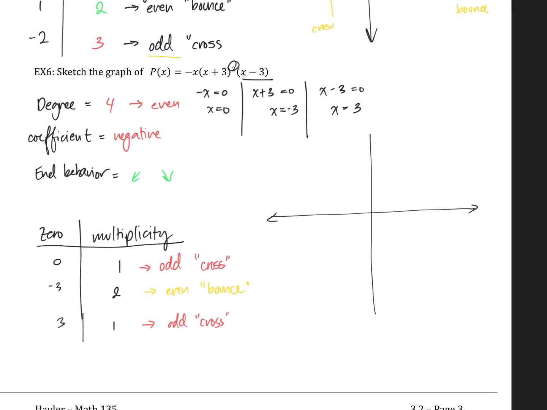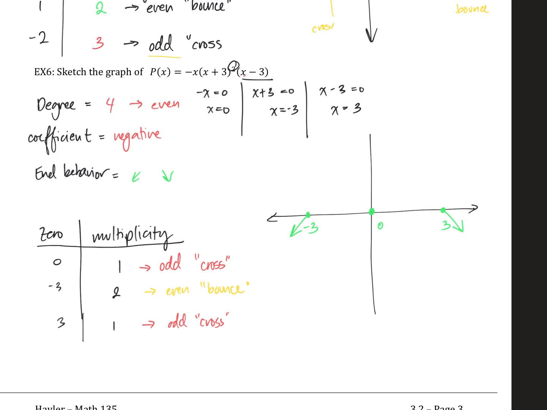So now let's graph these and put it all together. As usual, first thing, plot your points. So we have 0. Actually, let me plot this in a different color. Let's go with green. We have 0. Then we have the negative 3. And then we have the positive 3. Now, next thing, end behavior of the graph. Well, we know it goes down, down on both sides. Now we need to determine what's happening in between here and here.